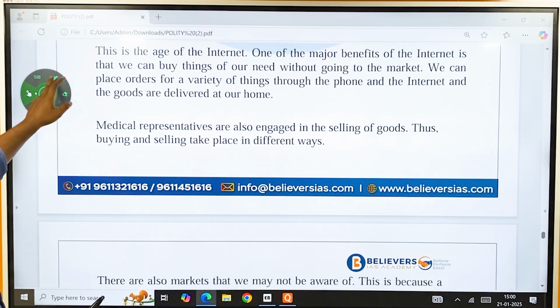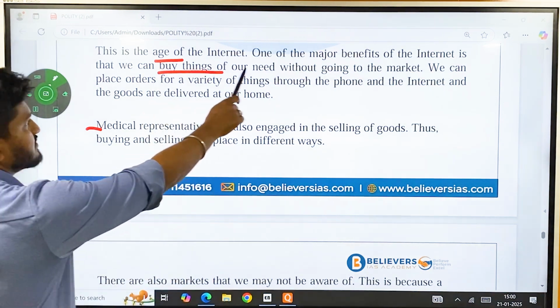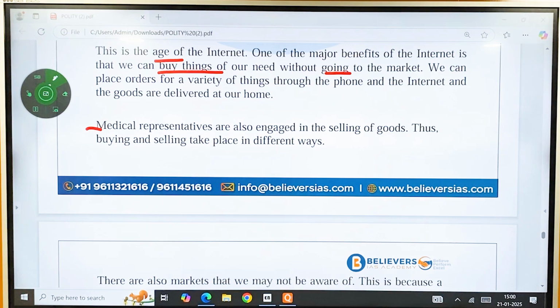So one more important thing is that medical representatives are also engaged in the selling of goods. Thus, buying and selling takes place in different ways, and this is the age of the internet. One of the major benefits of the internet is that we can buy things of our need without going to the market itself. We can place our orders for a variety of things through the phone and the internet, and the goods are delivered to our home.